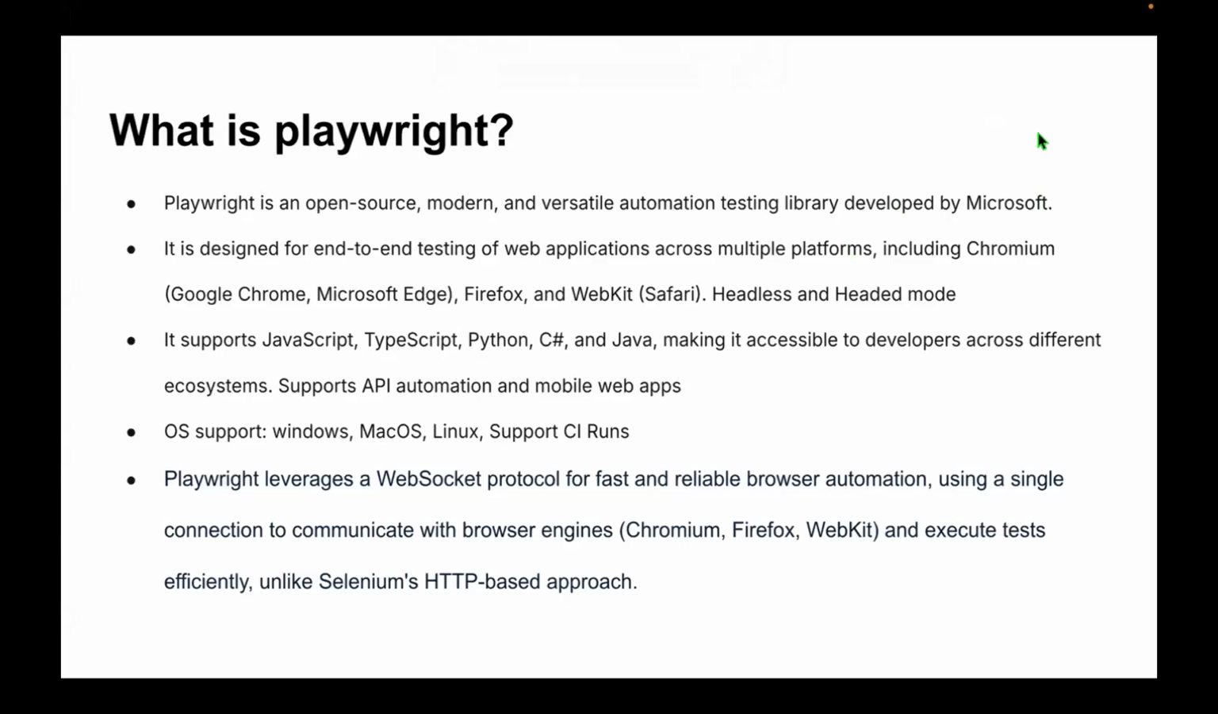It supports popular programming languages, that is JavaScript, TypeScript, Python, C# and Java. Those who have good exposure to Java can start with Playwright with Java as well. Those who have good exposure to Python can start creating their framework in Python as well. But as I already mentioned, language usage right now is highest for JavaScript, guys, compared to other programming languages. It supports both API automation and web logic, as well as mobile web apps, guys.